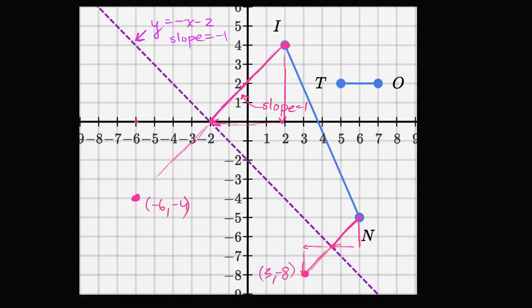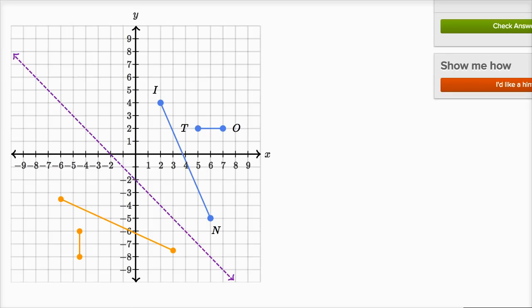So let me draw that. Let me see if I can remember. Negative 6, negative 4, 3, negative 8. I have a bad memory. So negative 6, negative 4, and 3, negative 8. I was close when I estimated, but I wasn't exactly right. So that's looking pretty good. And then actually we can do the exact same thing with points T and O. Let me do that.